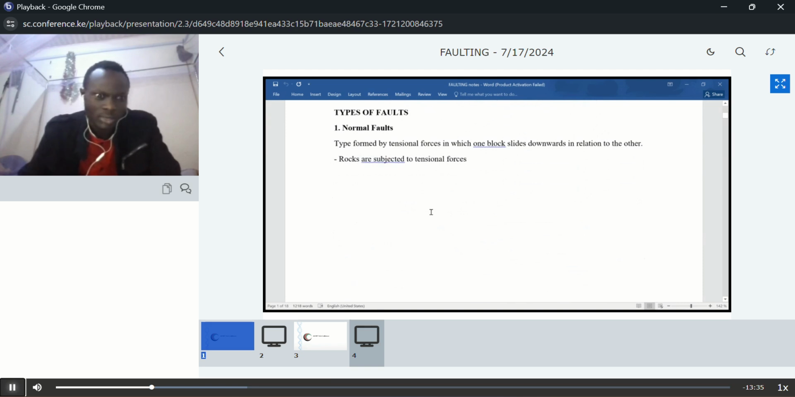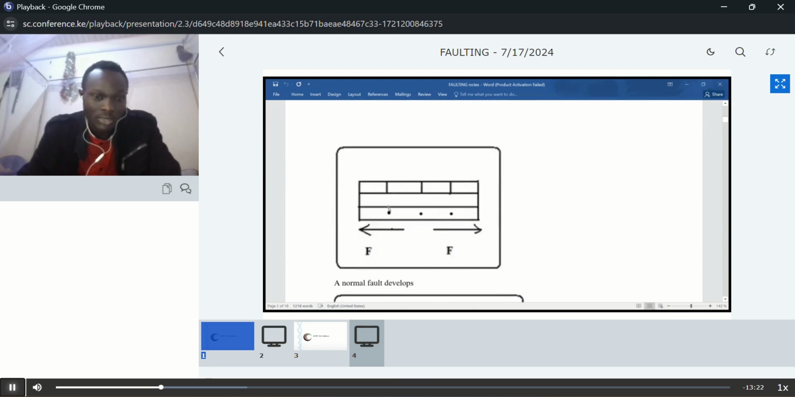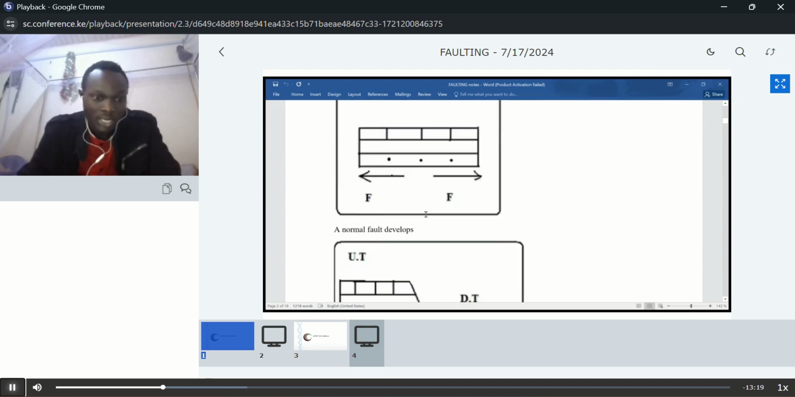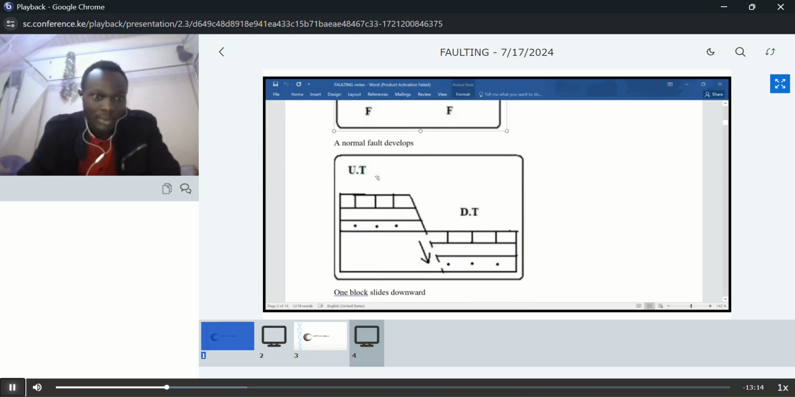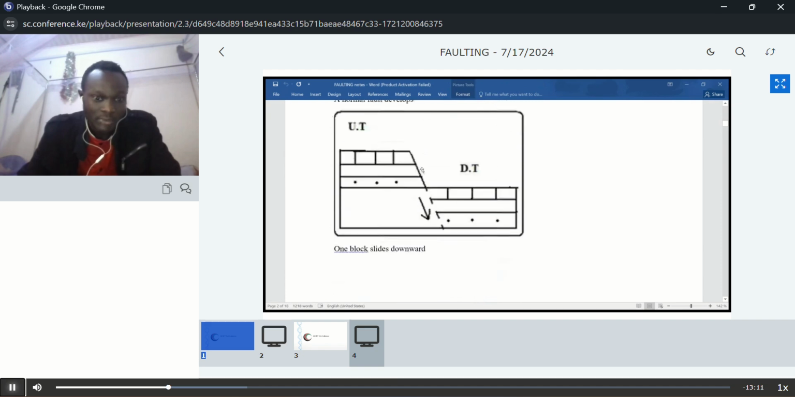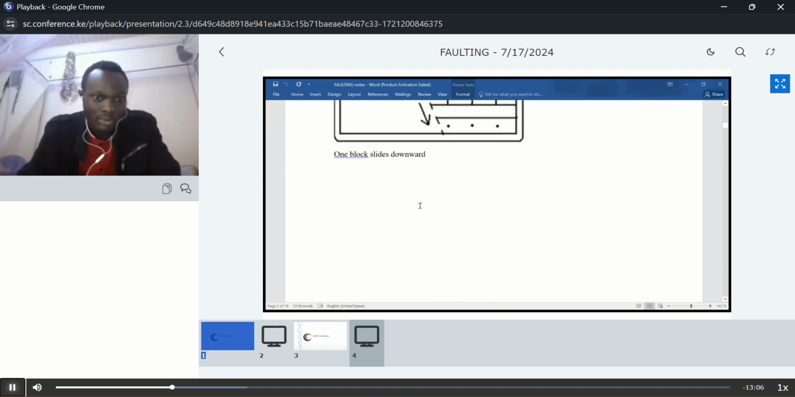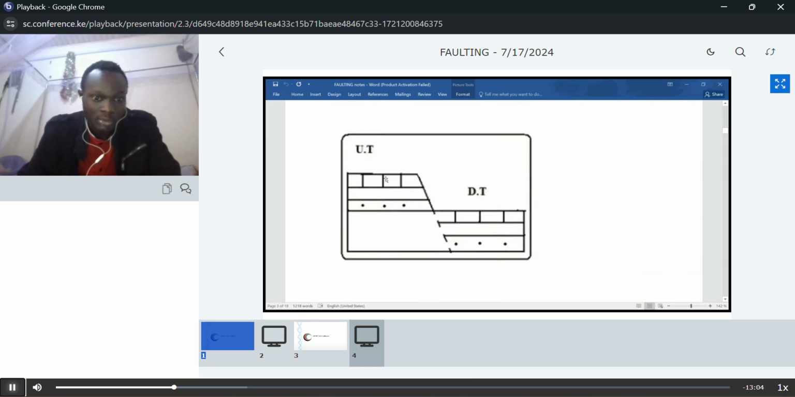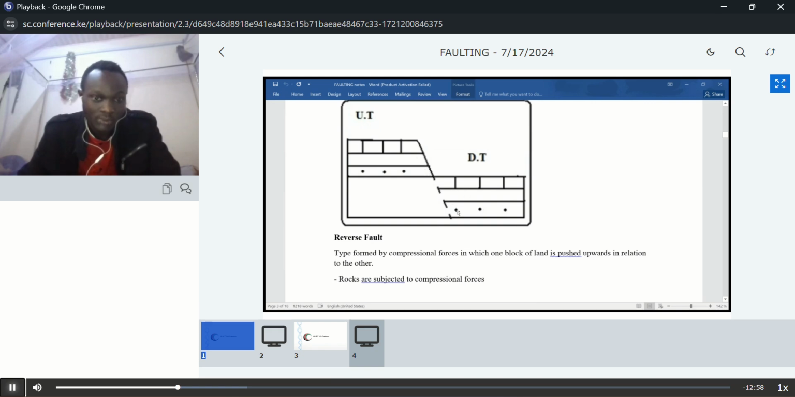Number one is the normal fault. This is the type of fault that is formed by tensional forces in which one block slides downward in relation to the other, and rocks are subjected to tensional forces. So when these rocks are subjected to tensional forces, a crack occurs here at the middle, and a normal fault starts to develop, and this part sinks downward, and one block slides downward. When one block slides downward, we have the image here, leading to formation of a normal fault.